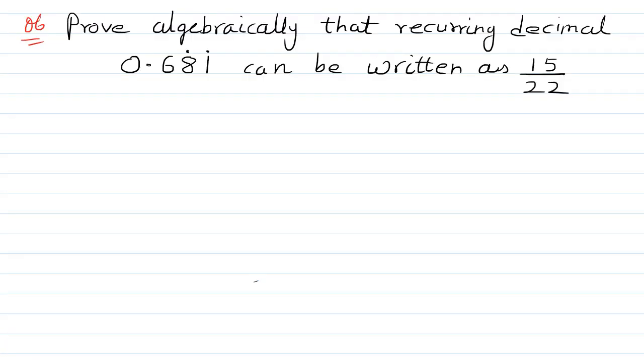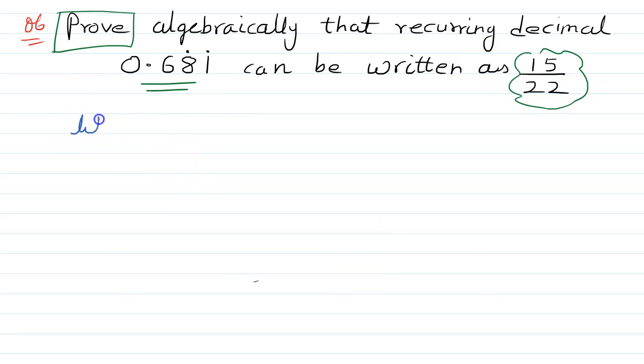If you see in this question, it is written: prove algebraically that the recurring decimal 0.681, with 8 recurring and 1 recurring, can be written as 15 over 22. So in this type of question, whatever the answer is, they have already given. So this is your answer, it is already given, so you need to show it. That's why they are saying prove that if you solve this, then your answer should be 15 over 22. So we will start in the same way.